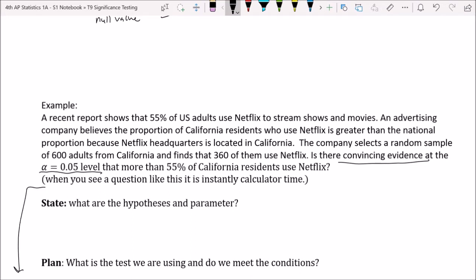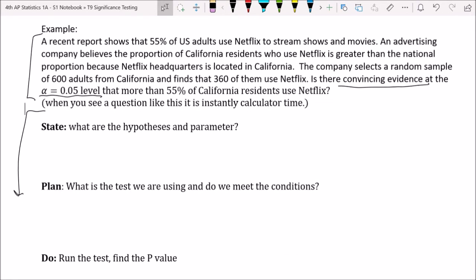But that's never going to be given. So that's something that we have to practice enough that we read the question like this and we recognize, oh, that's a significance test. That's how we would want to answer that. So first thing, we're going to do state, plan, do, interpret.